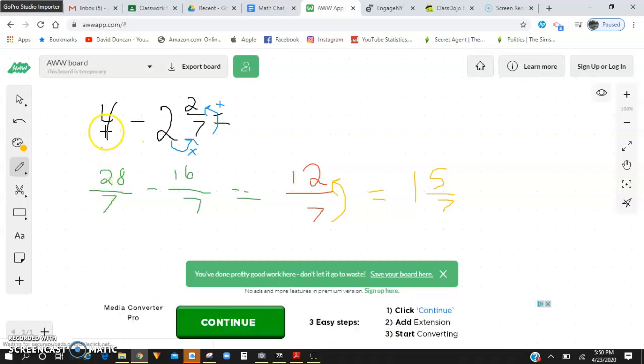So again, I converted the whole number to an improper fraction using my denominator of 7, converted my mixed number into an improper fraction by multiplying the whole number by the denominator, taking that product and adding it to the numerator, putting it over 7. I subtracted my two fractions since their denominators were the same. Then I simplified this fraction into a mixed number. Okay?